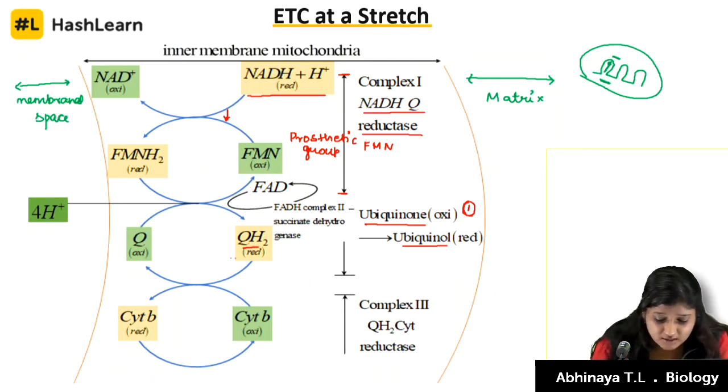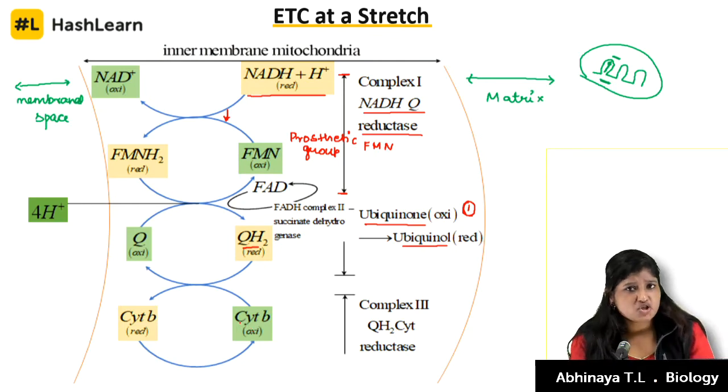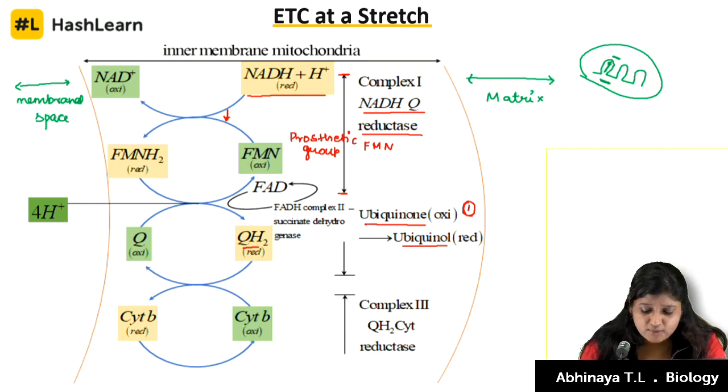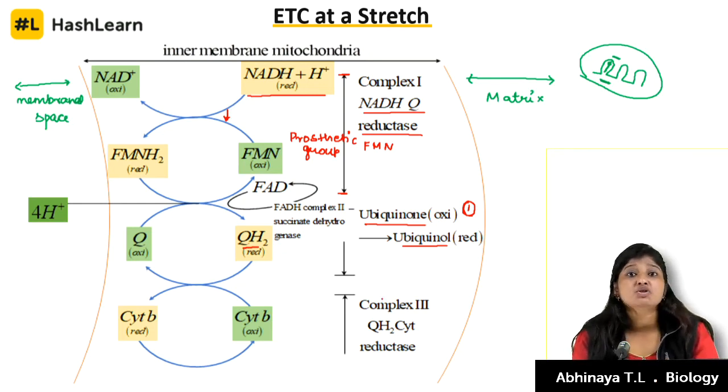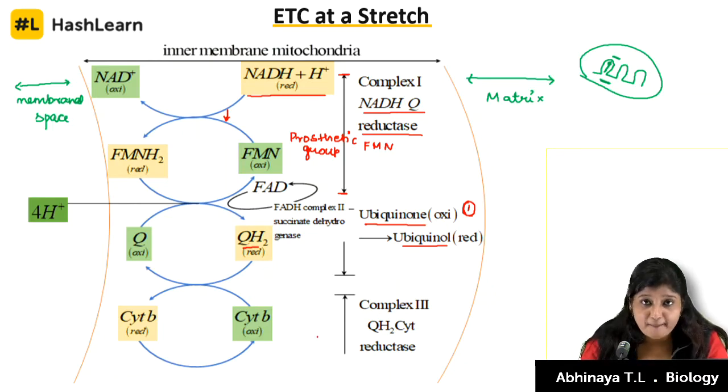Okay. This reduced ubiquinol loses its electron to complex 3. Wait, there is complex 2 here. I talked about complex 1 here. Then I'm going to complex 3. Where is complex 2? We'll talk about complex 2. Okay. But first let's talk about complex 3.